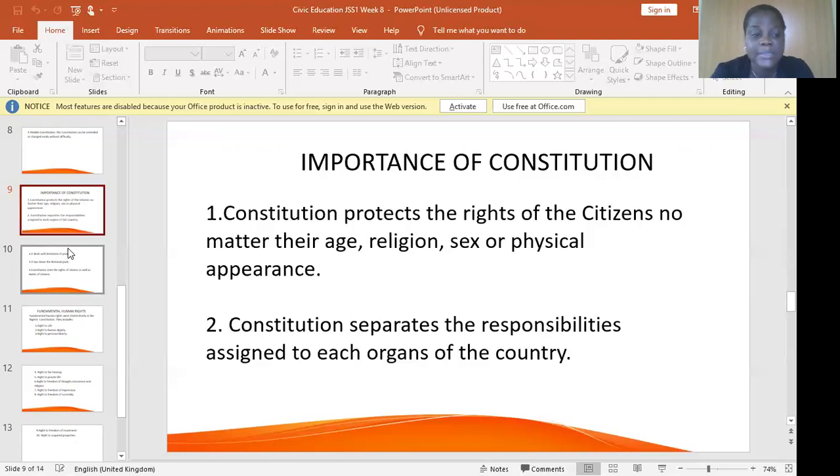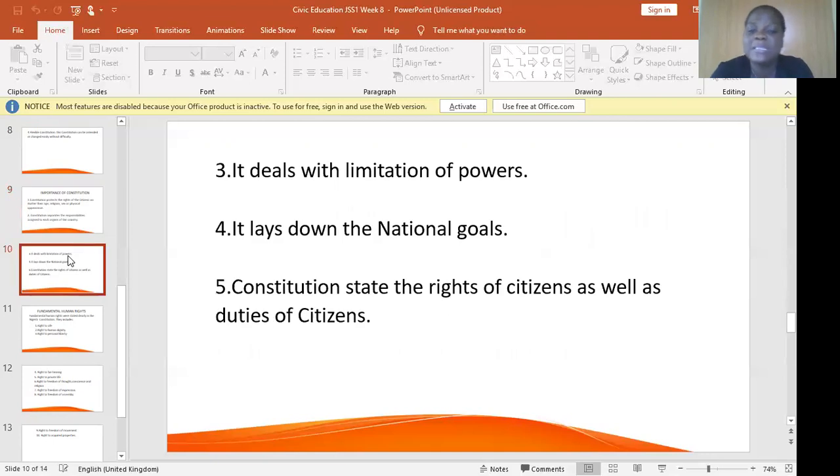Then the next one is that it deals with limitations of powers. The judiciary is made to be independent so that the executives will not be controlling them, in order not to affect the delivery of justified judgments.